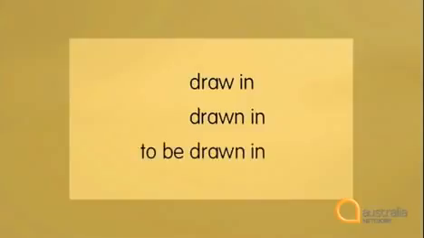Let's look at the verb draw in, to bring something in. The past participle is drawn. This is an irregular past participle. So the passive form is to be drawn in. The different forms of the passive vary according to the action and when the action happened.